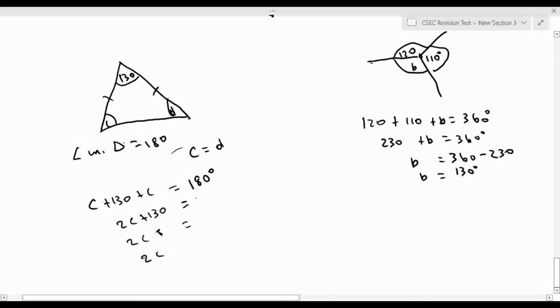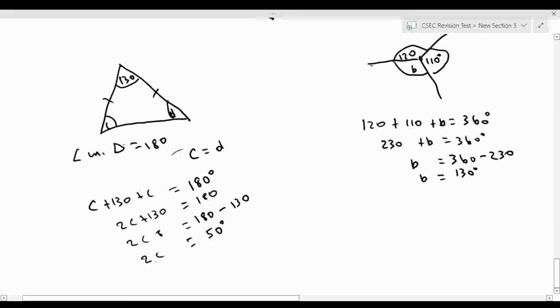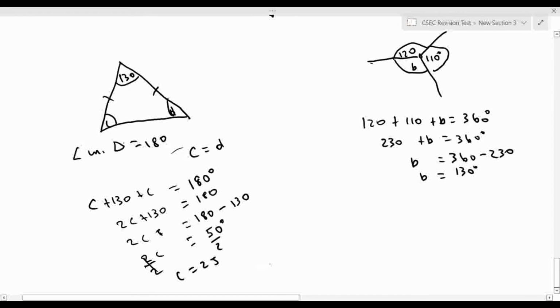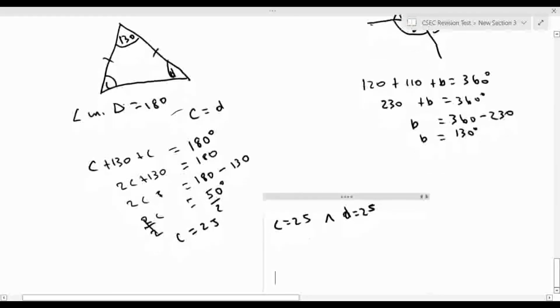We can add up the two C's because we just said C is equal to D. So we say 2C plus 130 is equal to 180. We have 2C equal to 180 minus 130, and that will leave us with 50. Right? Dividing the 50 by 2, our C is equal to 25. So if our C is equal to 25, that means also our D is equal to 25. Right? And 25 plus 25 plus the 130 will give us the 180 degrees.